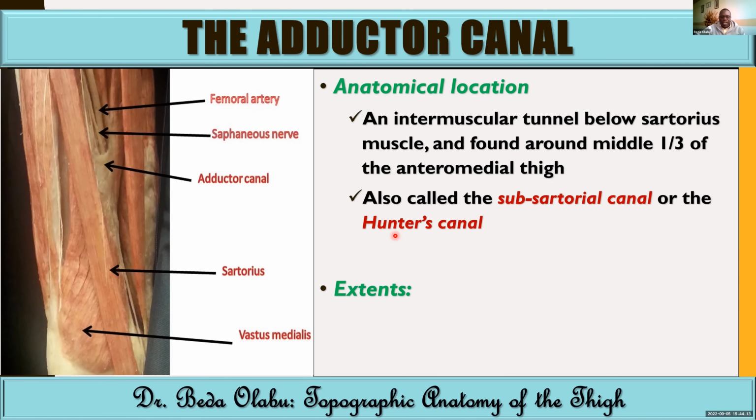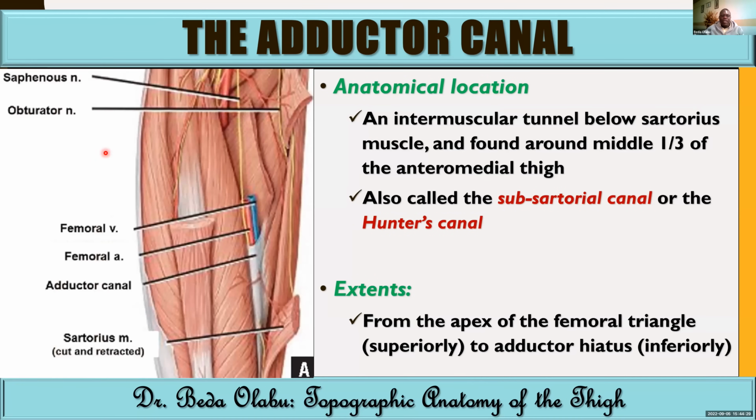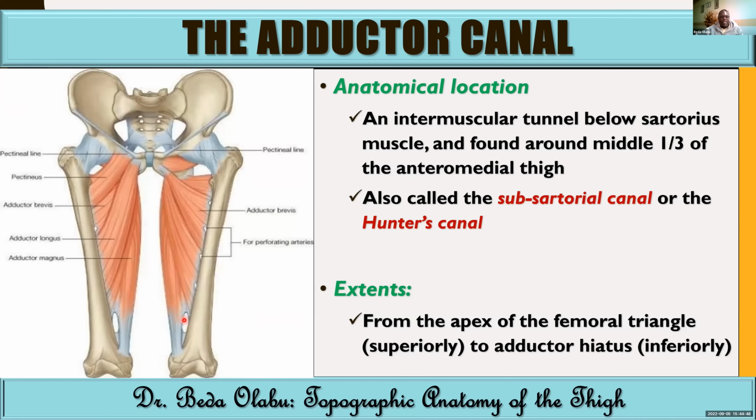What are the extents of the canal? The canal extends from the apex of the femoral triangle, which will be somewhere up there. It will extend all the way to what we call the adductor hiatus, the adductor hiatus being the opening within the adductor magnus muscle. So we have the apex of the femoral triangle up here. That is the beginning of the tunnel. And down we will have the adductor hiatus, an opening through the adductor magnus muscle.